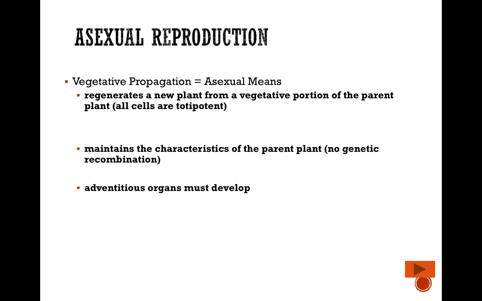And yet there is no genetic recombination. This means that substitute organs have to develop. We call them adventitious. They're not fake, because they do the same functions as roots and leaves, but they're called adventitious roots because they're developing out of non-root sources. So let's get into it.